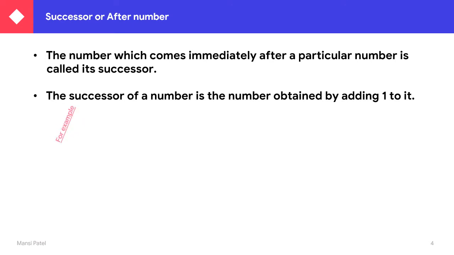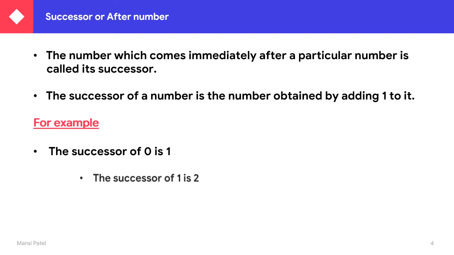Let us see with the help of one example. See here, we can say that the successor of 0 is 1. So in this, what we have to do? We have to just add 1 in 0. So 0 plus 1 is 1. Another example, successor of 1 is 2. Again, you have to add 1 in the 1. So 1 plus 1, it is a 2. So we can say that the successor of 1 is 2.